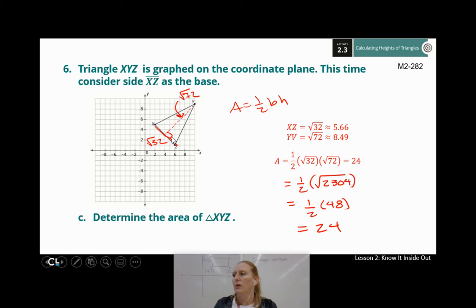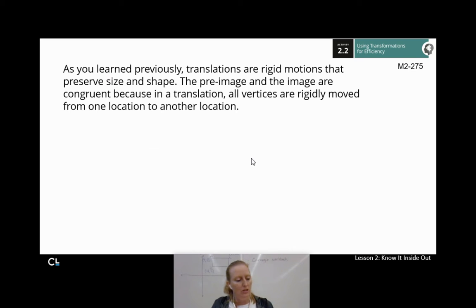I can fit 24 square units of stuff inside my triangle. Nice. So we're realizing some interesting things. You've done some translations, also known as rigid motions, before. And when we translate something, we're just sliding it over, and it preserves size and shape, right? I'm just sliding things over. I'm not changing the size. I'm not changing the shape. The pre-image and the image are congruent, because in a translation, all vertices are rigidly moved from one location to another location. If I move one point down 5, I move the other point down 5.